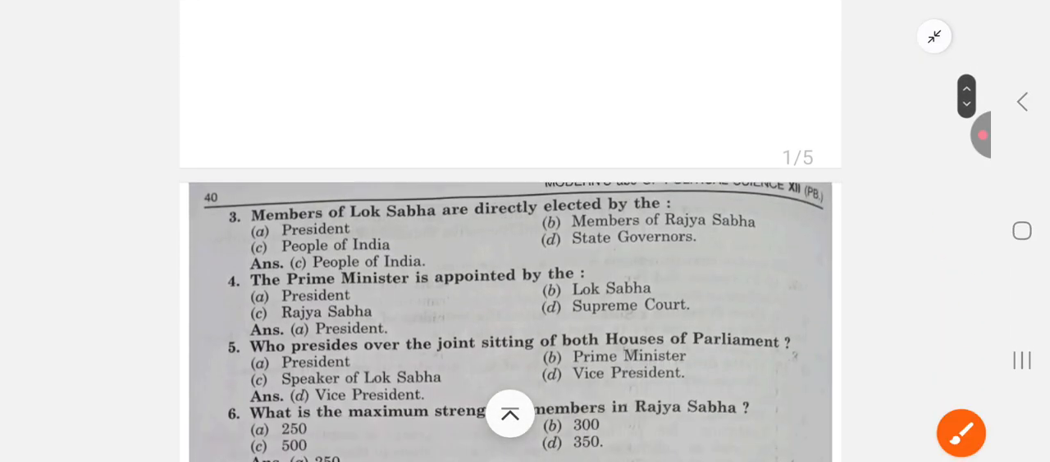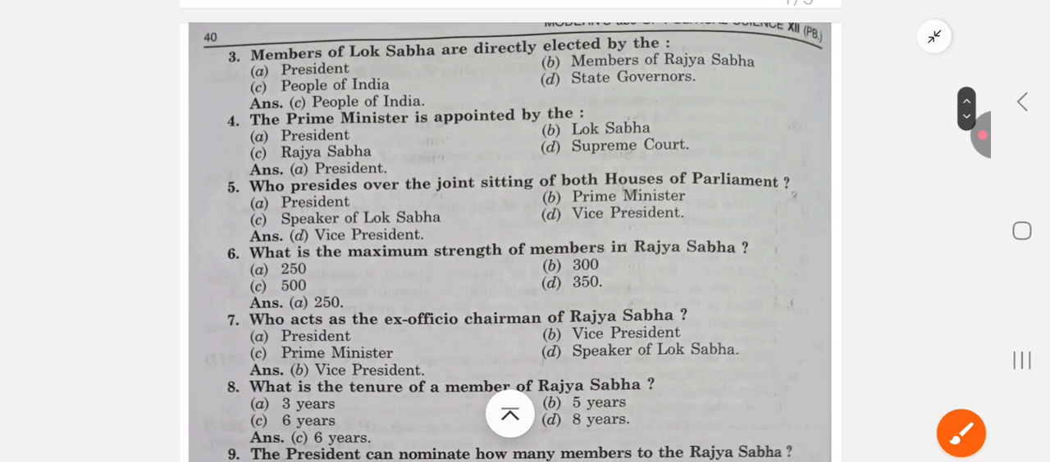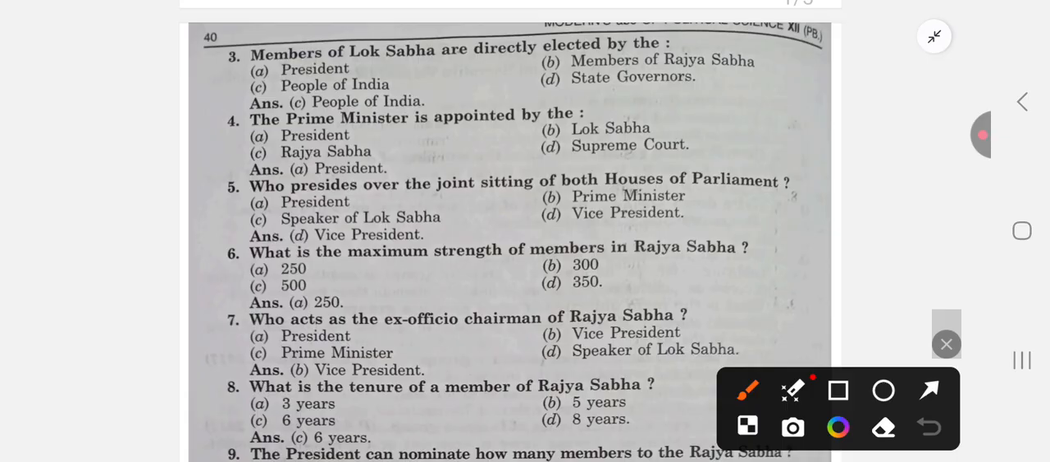Next question is, members of Lok Sabha are directly elected by whom? By the people of India. So, answer is C. Okay. And members of legislative council are indirectly elected. Keep in mind.